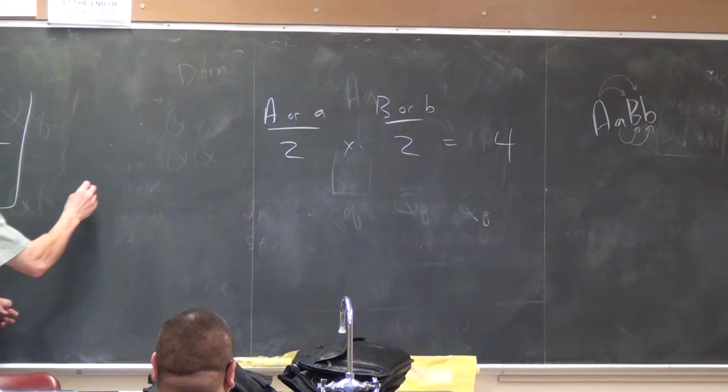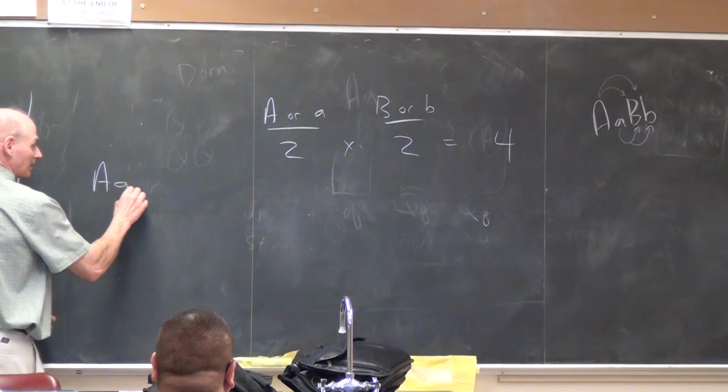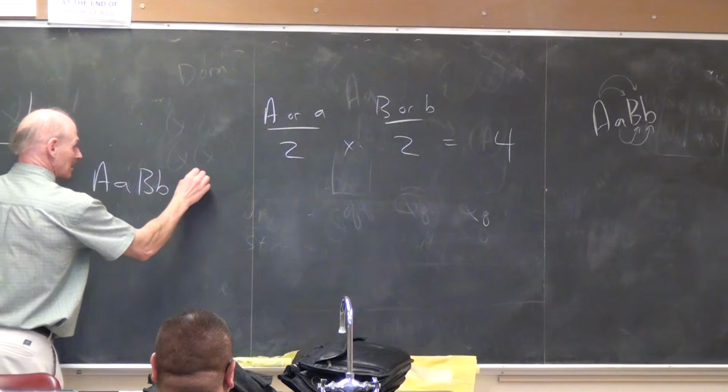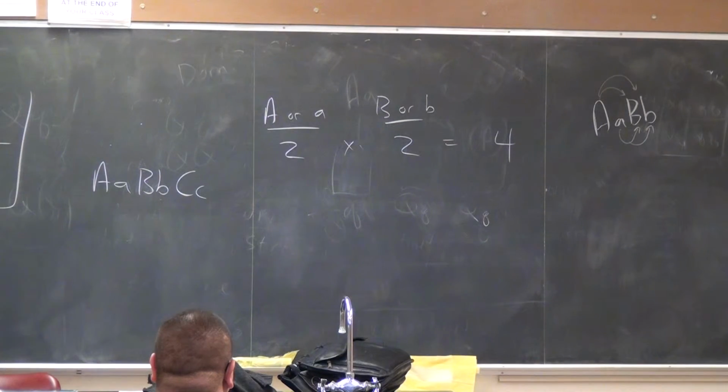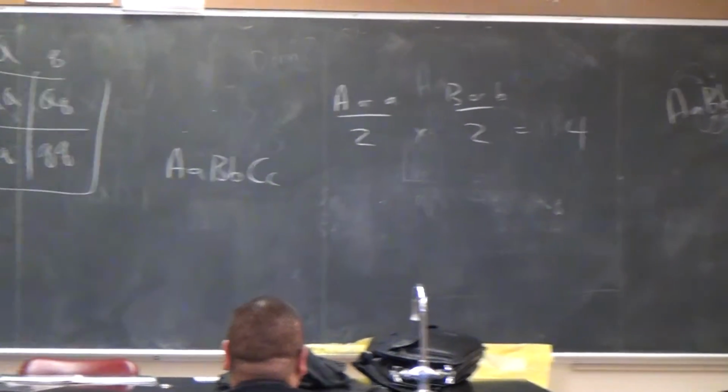What if I gave you something like this? What if I said, here's an individual's genotype. How many different types of sperm can they make?